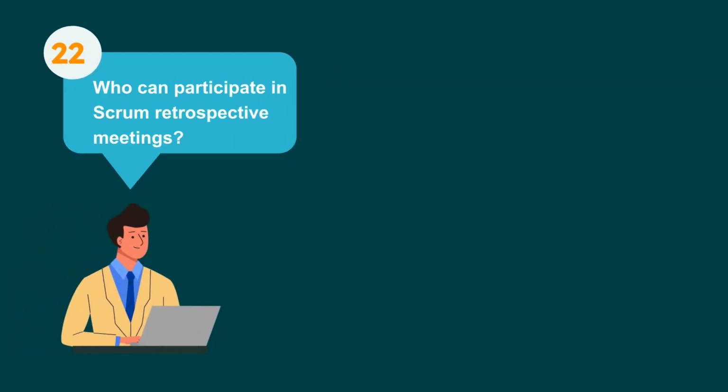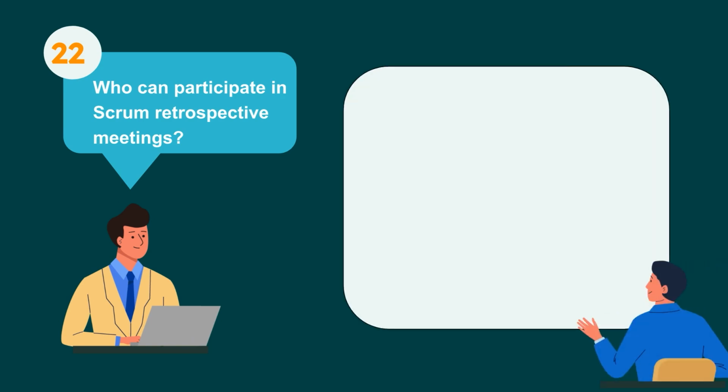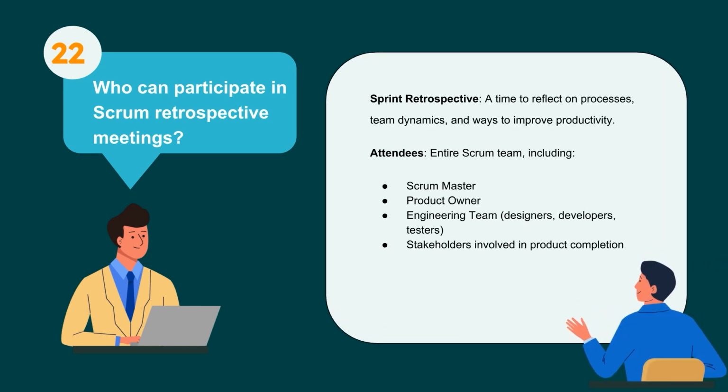22. Who can participate in Scrum retrospective meetings? The sprint retrospective is a time to reflect upon processes, the team, and anything else that could contribute to increased productivity. The entire Scrum team should be in attendance, including the Scrum Master, Product Owner, Engineering team, including everyone who's designing, building, and testing the product, and any outsiders with a stake in its completion.